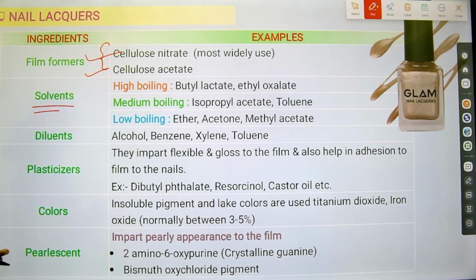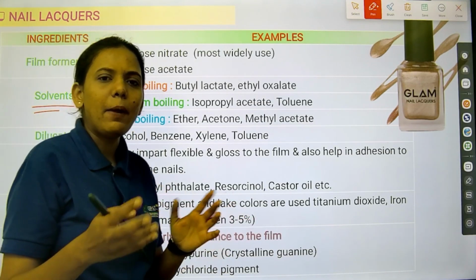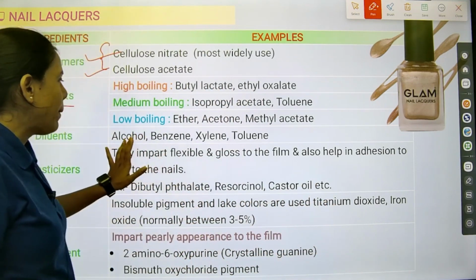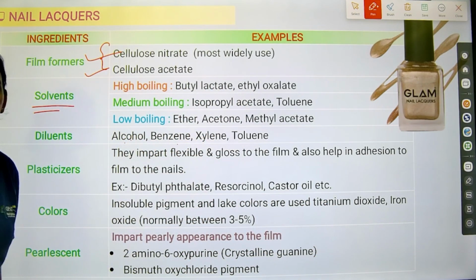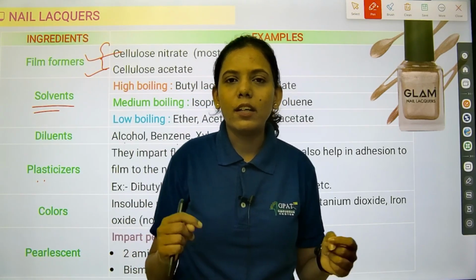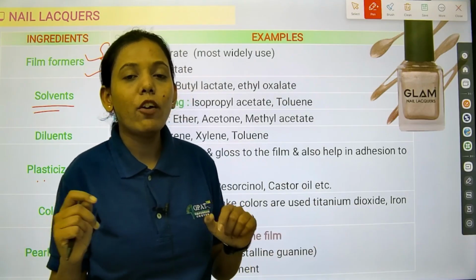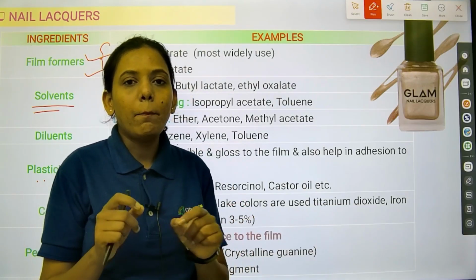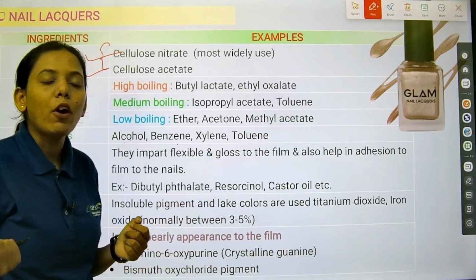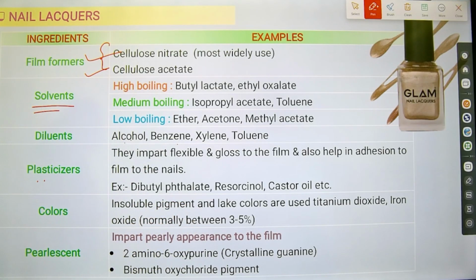Next is certain kinds of diluents. For example, there can be a mixture of one or two different solvents. So diluents can be alcohol, benzene, xylene or toluene. Next is plasticizer. After applying the nail lacquers, there has to be a certain flexibility. It should not break easily. That flexibility to the nail paints or nail polish is provided by plasticizers.